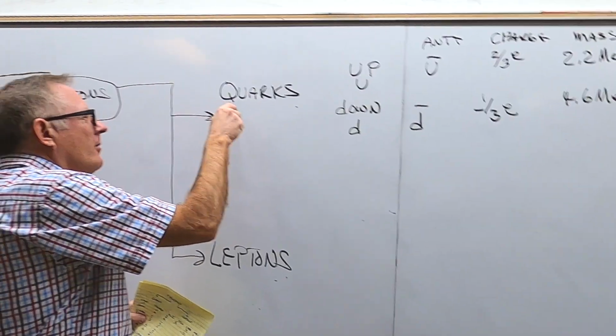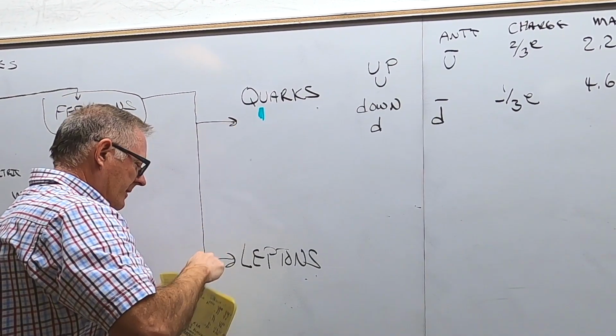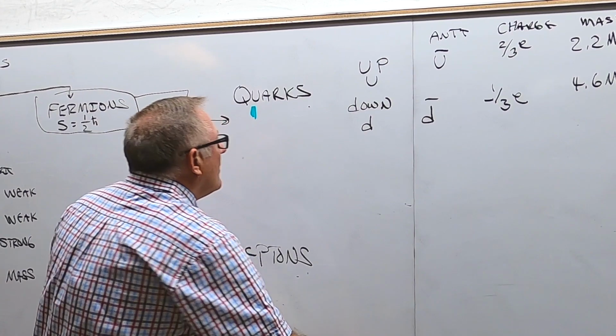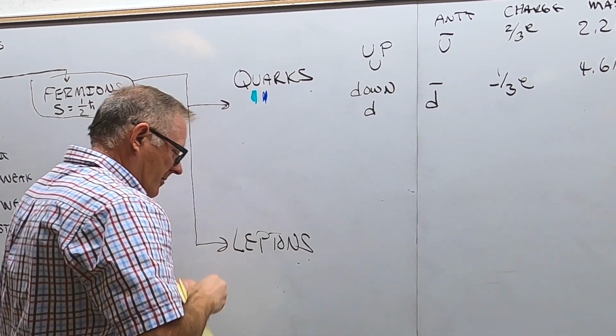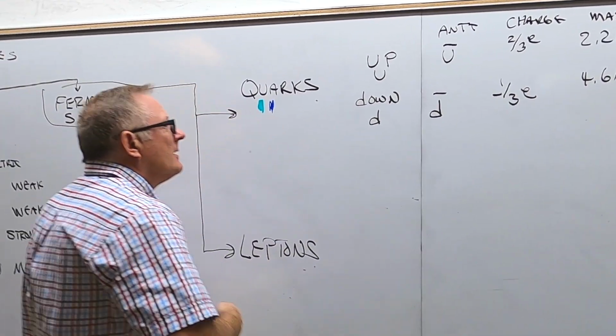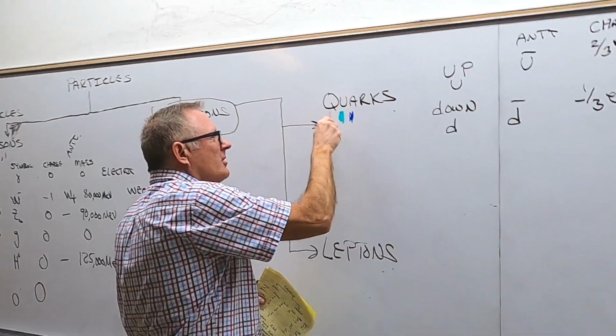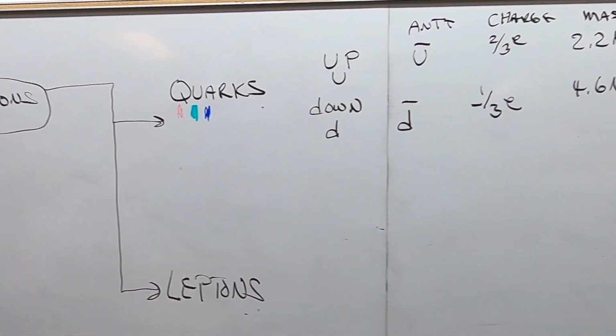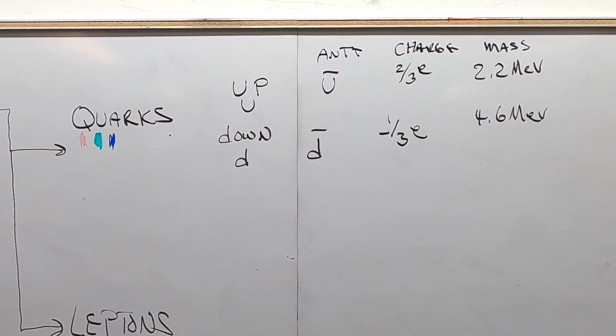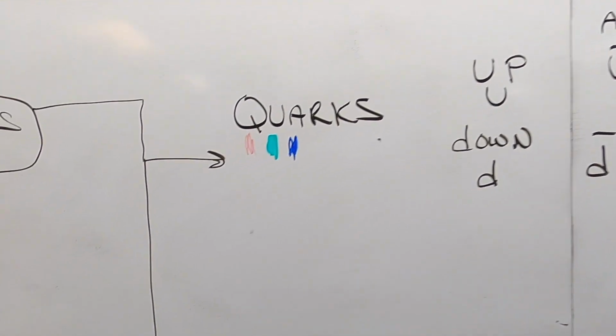They come in green, blue, and red. Each one of these. So there's a red, a green, and a blue, a red, green, and blue, and so on for all the quarks right here. Now, when I say they're red, green, and blue, I don't mean that's the color they are.